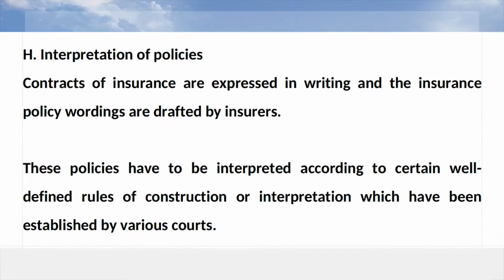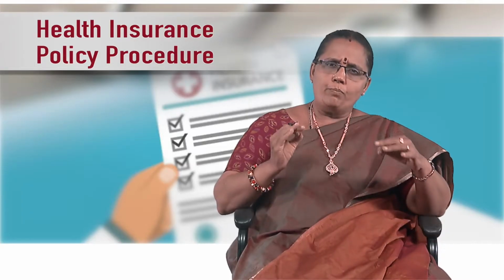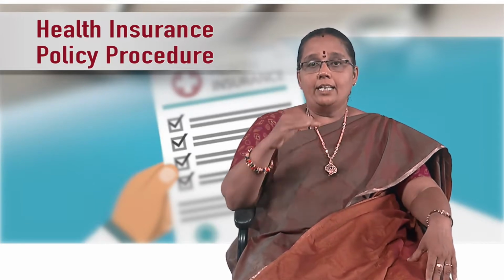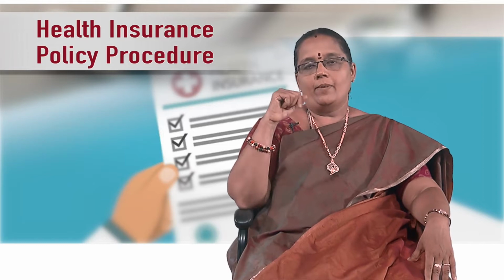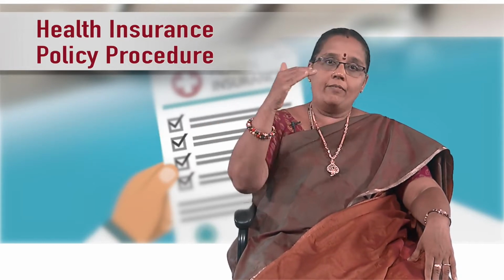The next one which we are going to see is the interpretation of policies. The contracts of insurance are expressed in writing, and the insurance policy wordings are drafted by insurers. These policies have to be interpreted according to certain well-defined rules of construction or interpretation which have been established by various courts. When they get some cases, they establish them. The most important rule of this construction is that the intention of the parties must prevail, and this intention is to be looked for in the policy itself. We have to understand everything from the policy.